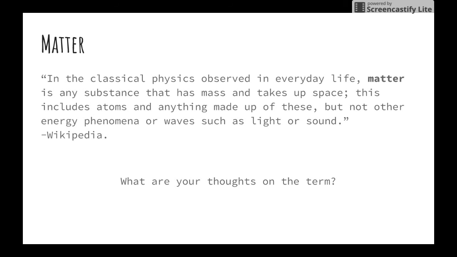The definition given by Wikipedia: in the classical physics observed in everyday life, and no knowledge book, everything from the sciences, chemistry, biology, physics, especially, are all very closely related, and math, of course. So, in the classical physics observed in everyday life, matter is any substance that has mass and takes up space. This includes atoms and anything made of these, but not other energy phenomena or waves, such as light or sound.